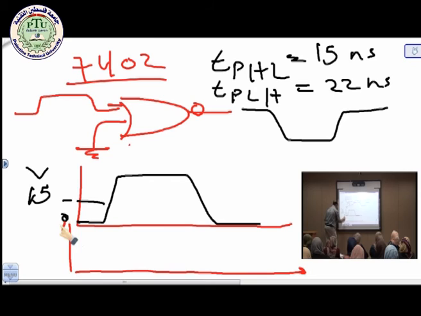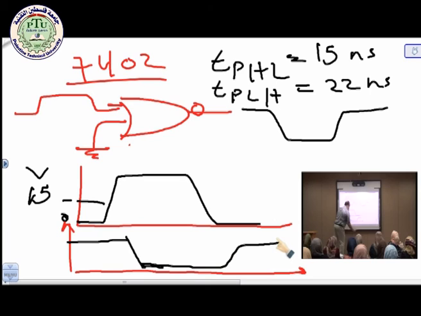So in fact here we will have the first delay, right? Is it going to be from high to low or low to high? High to low at the output side. So we will have something around 15 nanoseconds, and it's going to move like this. Right, so we will have something.